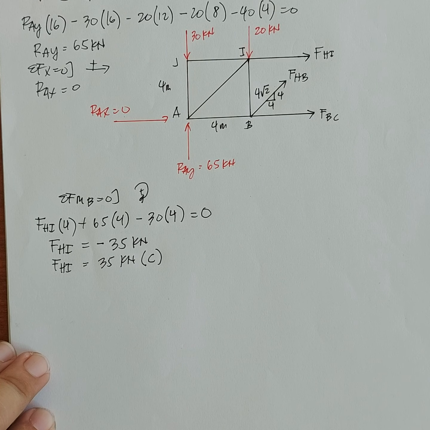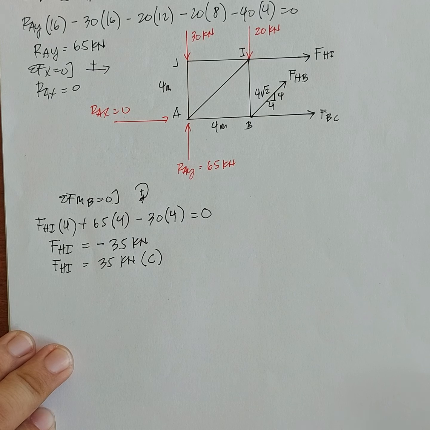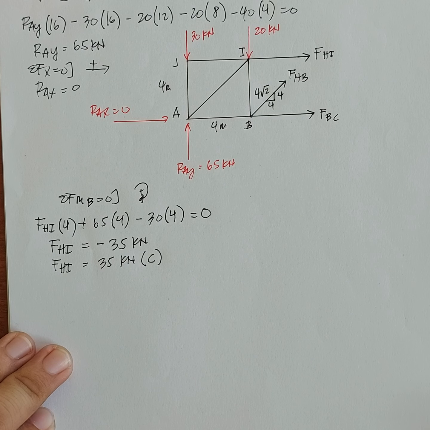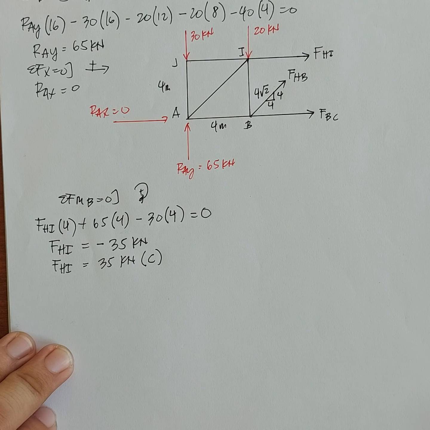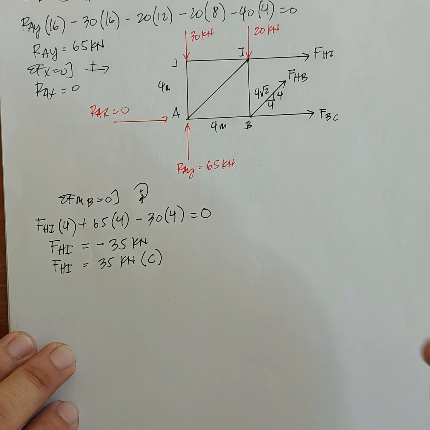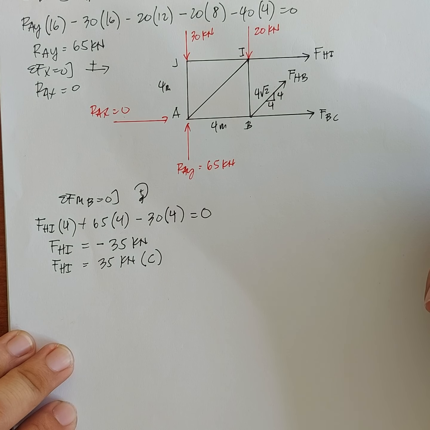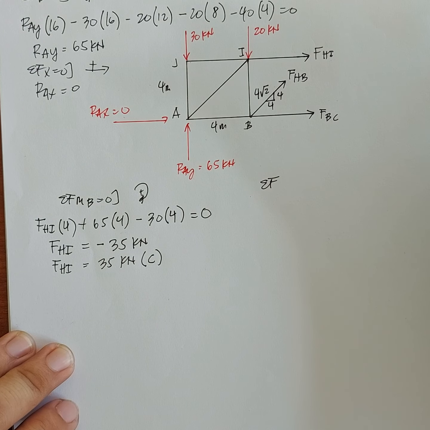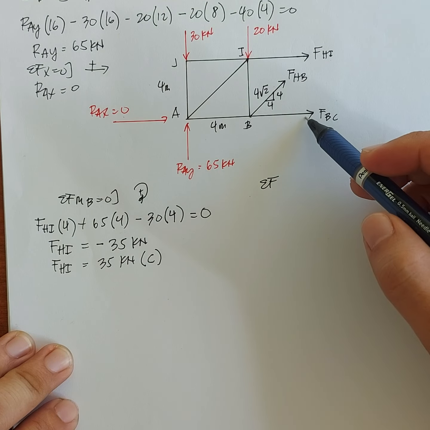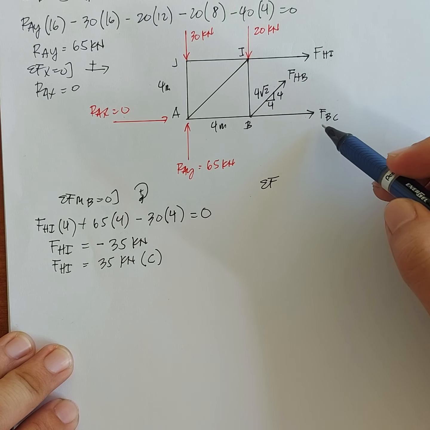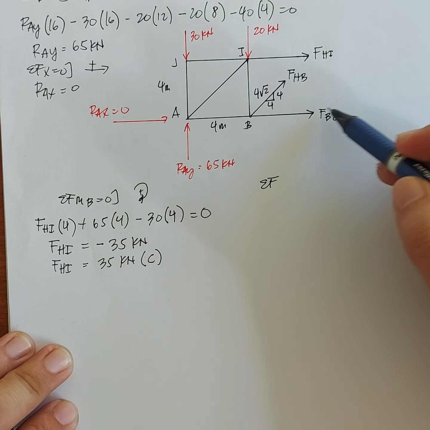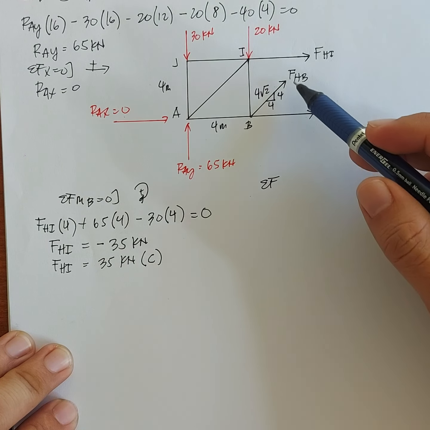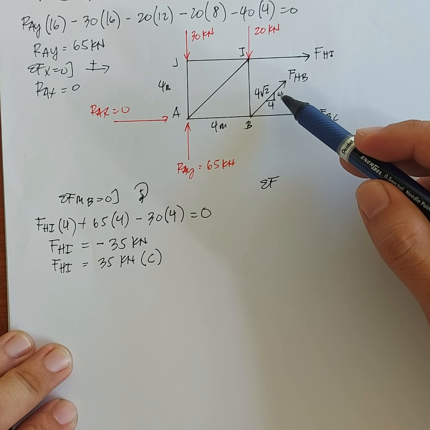Okay. Next, solve for FHB and FBC. So we're going to use now the other two equations of equilibrium. So we summate forces. Bahala kayo kung gusto nyo unahin X or Y. I think unahin na natin yung Y. Since walang Y component yung FBC, horizontal lang siya, no? Tapos ito may component siya along X and Y axis.